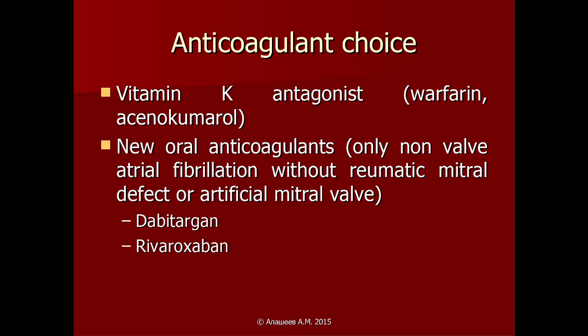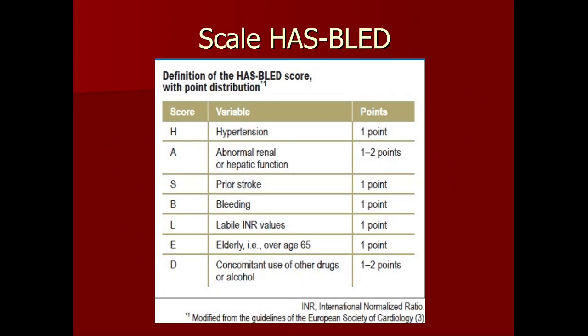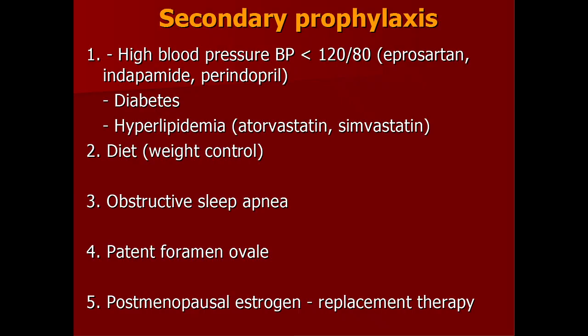Anticoagulant choice: vitamin K antagonist, warfarin, acenocoumarol. New oral anticoagulants, only for non-valvular atrial fibrillation without rheumatic mitral defect or artificial mitral valve, such as dabigatran or rivaroxaban. For example, you can see how the scale evaluates the indication of risk factors.